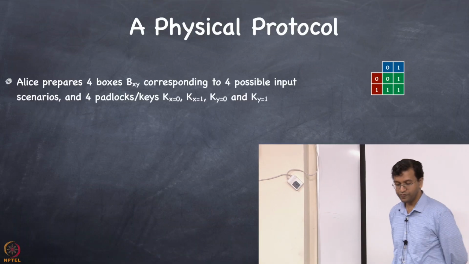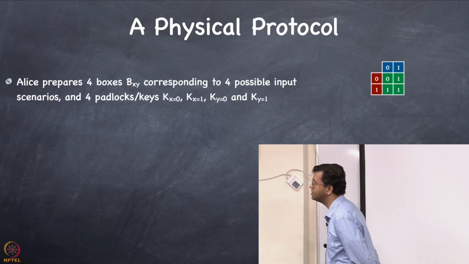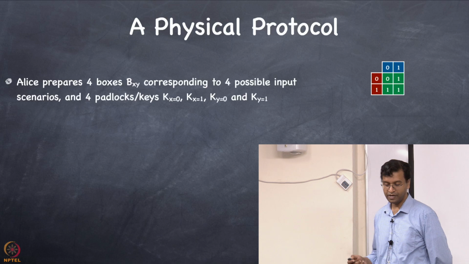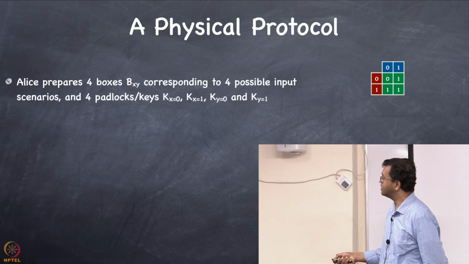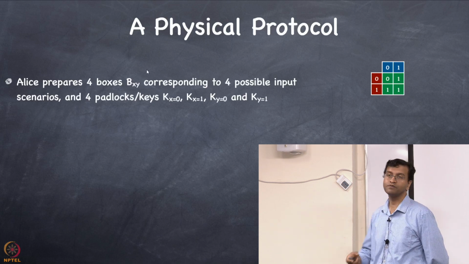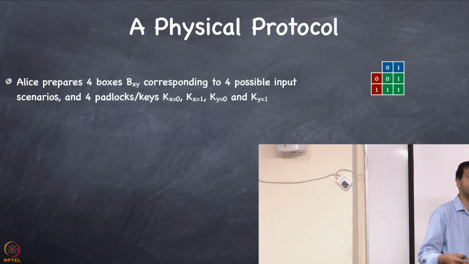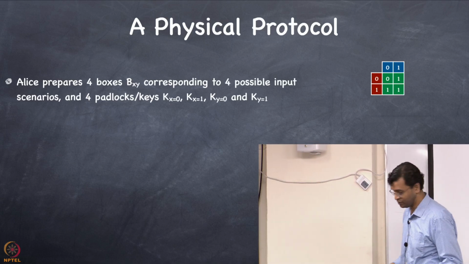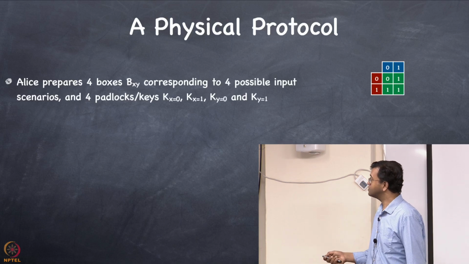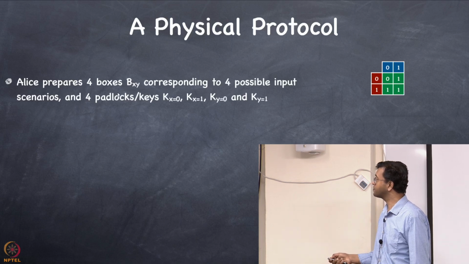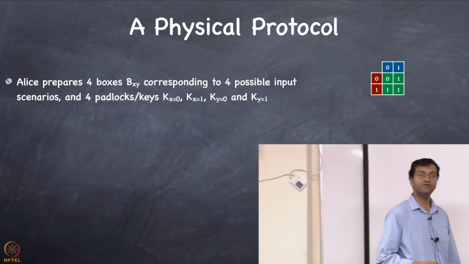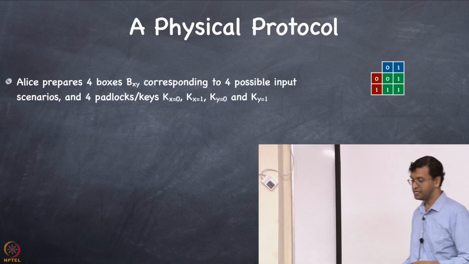OK, so first Alice prepares 4 boxes. The boxes I've labeled by x, y, so B00, B01, B10, B11. So 4 boxes, and I'll say what is going to be inside each box. But she'll also pick keys and locks. So 4 keys and locks.